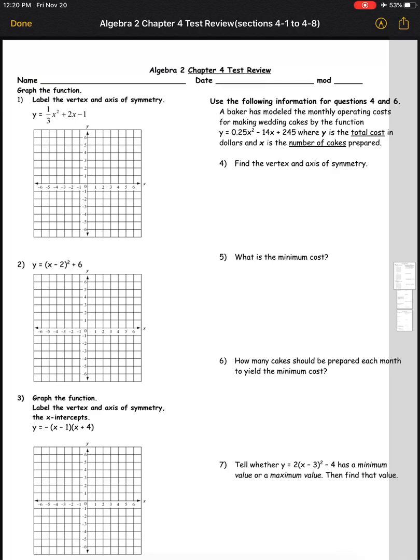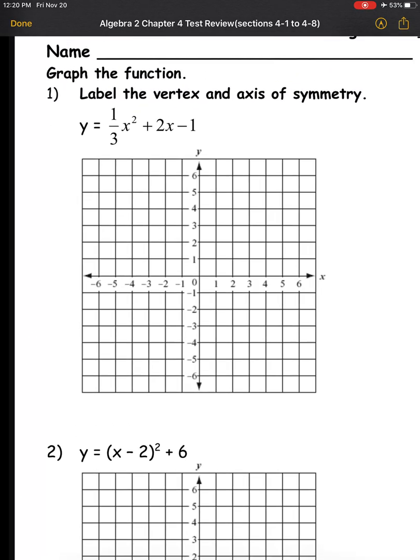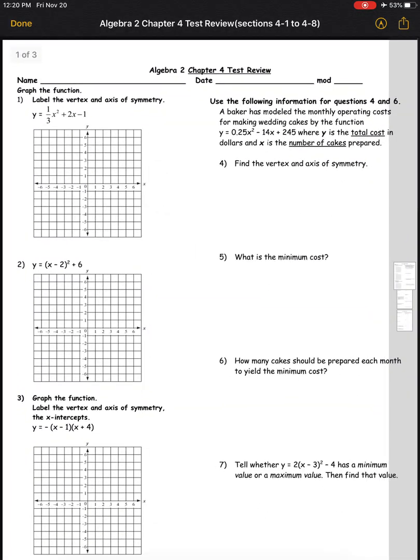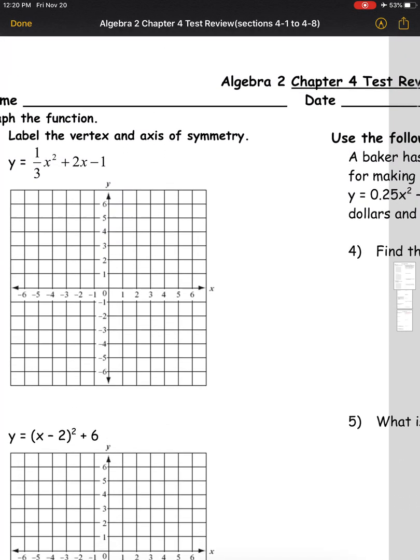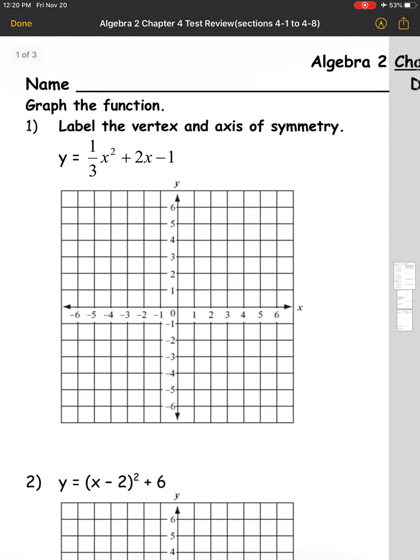Okay guys, I'm going to go over a couple of the Chapter 4 test review questions that I think we would have the most trouble with. The first three I want to look at are those graphing ones, because I know we kind of struggle a little bit on how to at least start to graph them, right? So let's go over number one first.